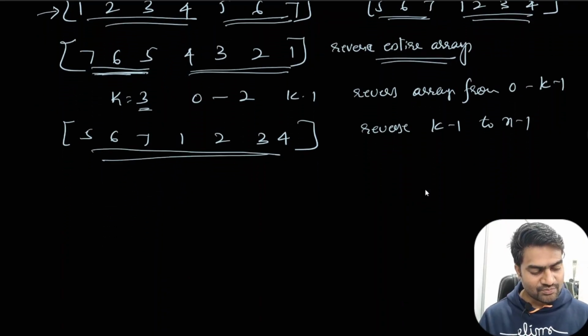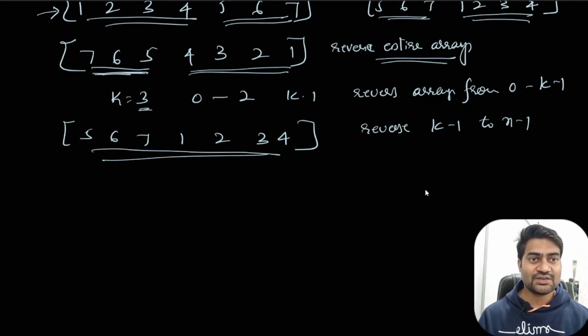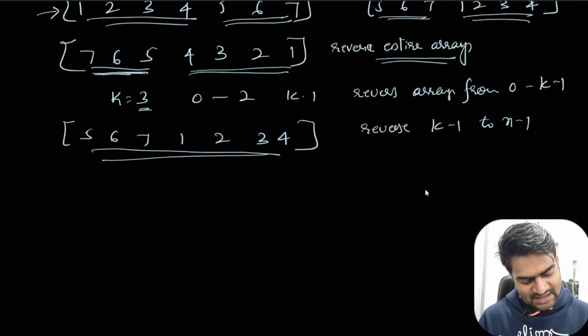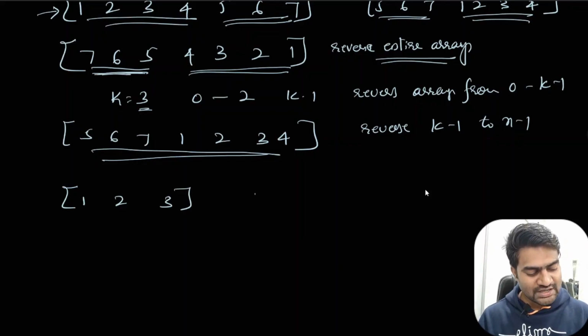So now we will also understand, this will be valid only if we do it in place. It means we will have to reverse this particular array in place, not using extra space. So how to do that? Assume I have this small array 1, 2, 3. If I want to reverse this array in place, then I need to use the two pointers technique.